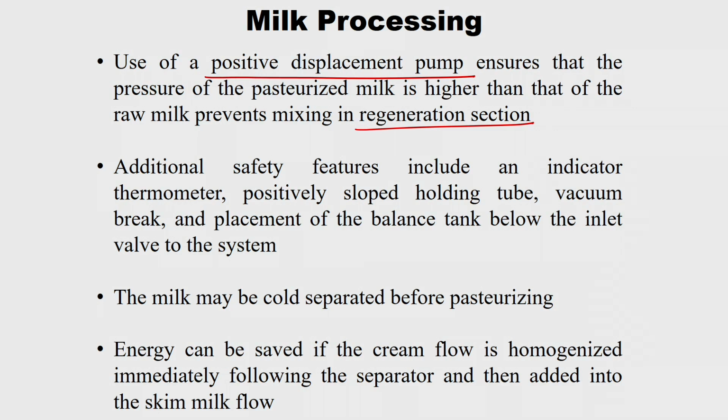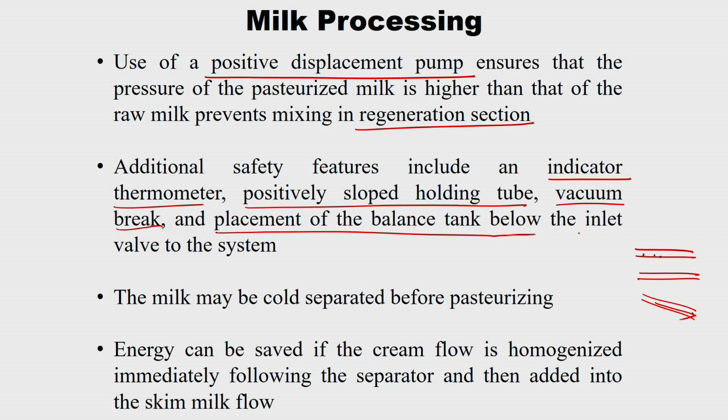Additional safety measures include an indicator thermometer, I already told while explaining the process itself, and positively sloped holding tube. So, for example, if I put holding tube this way, right, there may be a chance of some milk packet staying here, right. So, when we put sloped, then it flows without any resistance, right. So, that way they ensure positive slope holding tube and vacuum break sometime, and placement of the balance tank below the inlet valve of the system.